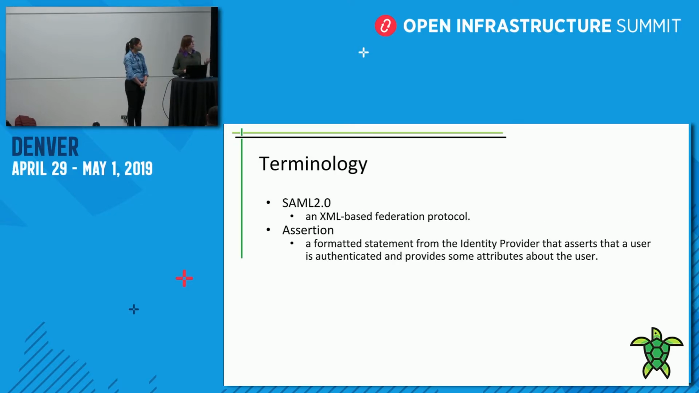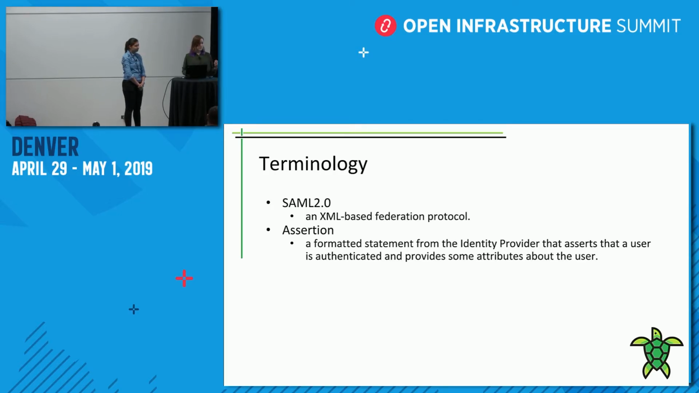So Keystone as an identity provider speaks the SAML protocol. There are lots of different types of federation protocols, such as the OpenID family of protocols. But Keystone as an identity provider speaks SAML, which is an XML-based federation protocol. A SAML assertion is an XML-formatted statement from the identity provider that asserts that the user is authenticated and provides some attributes about the user.